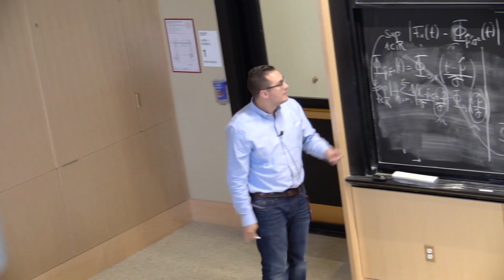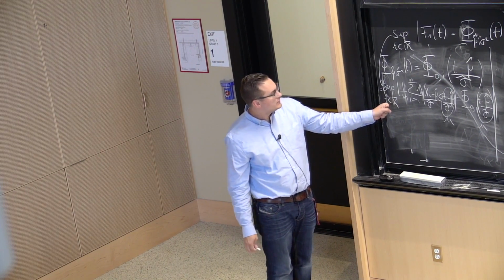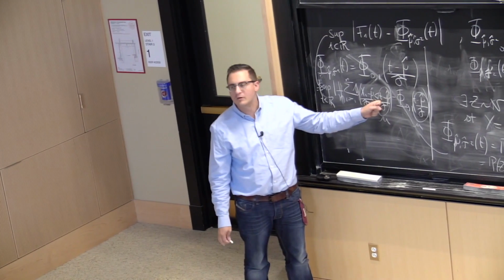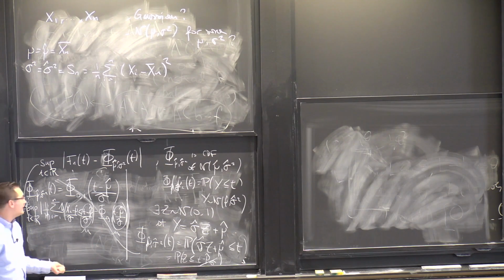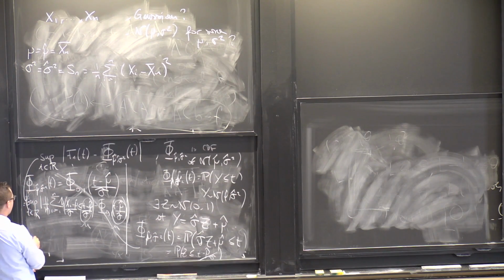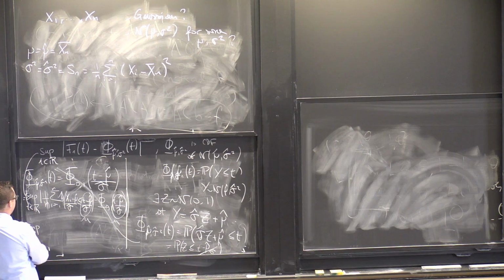Now what it means is that supping over t, when t ranges from negative infinity to plus infinity, then u ranges from negative infinity to plus infinity. So this sup in t, I can actually write as a sup in u.